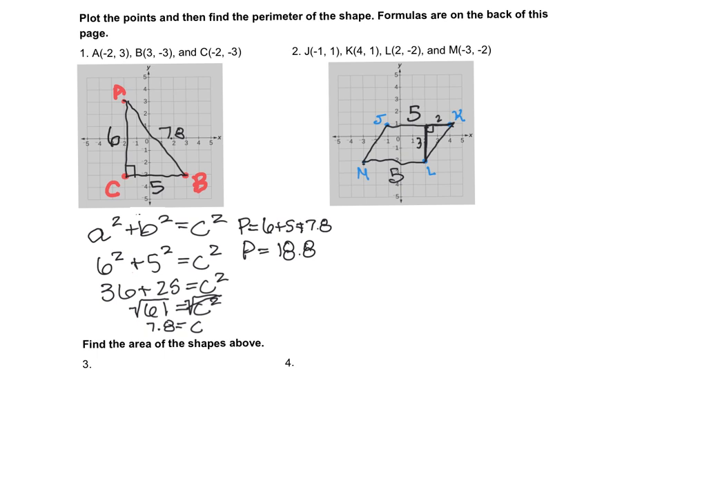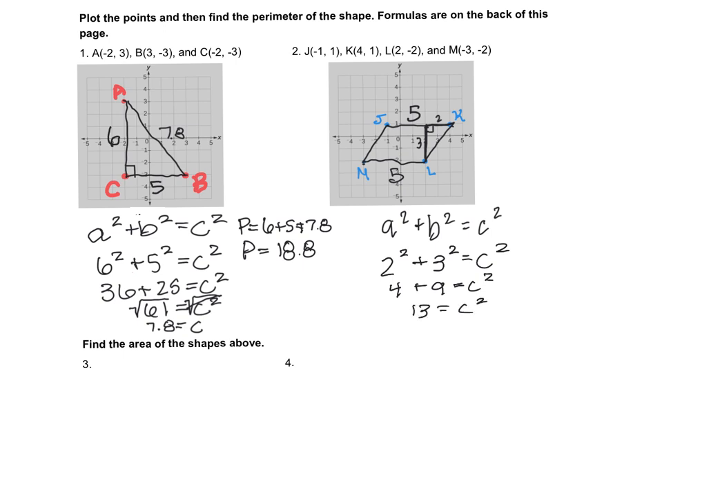So now we're going to find that diagonal distance, C. Okay, let's plug in the values. Our first side is 2. Our second side is 3, and that equals C squared. 2 squared is 4, and 3 squared is 9, and 9 plus 4 is 13.